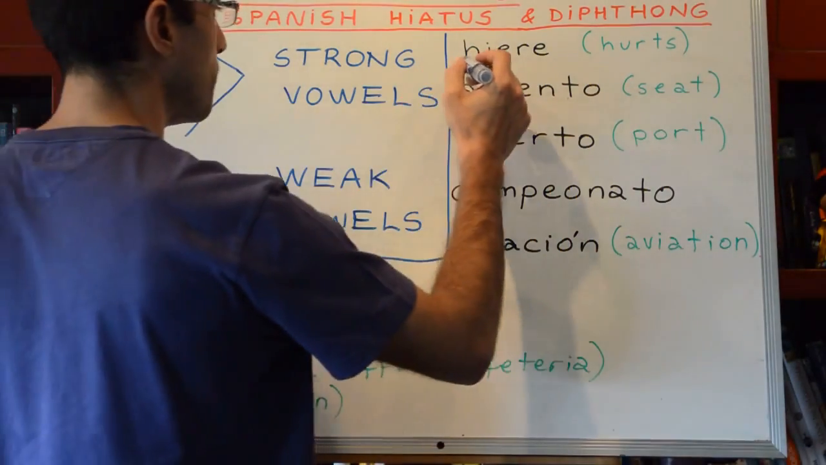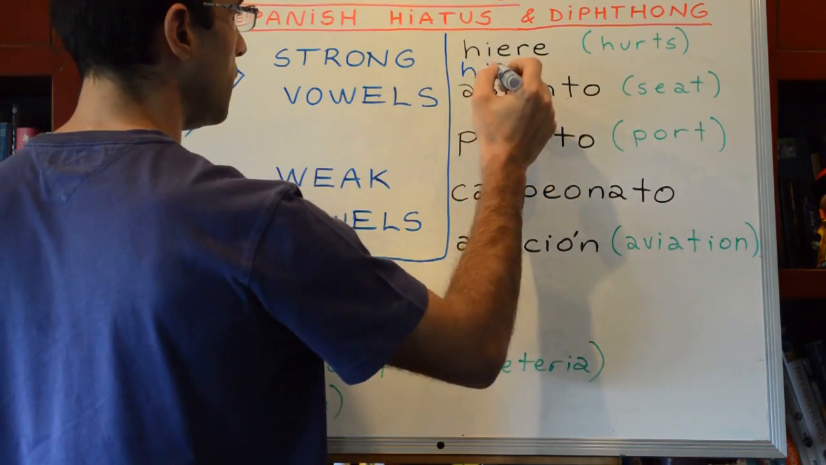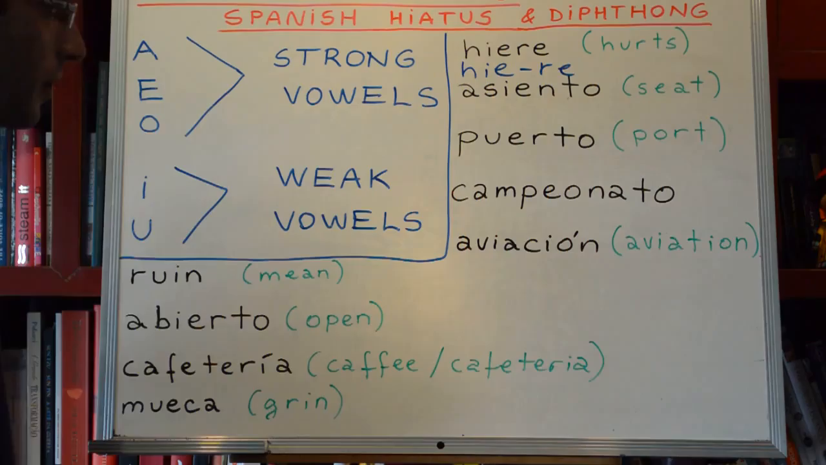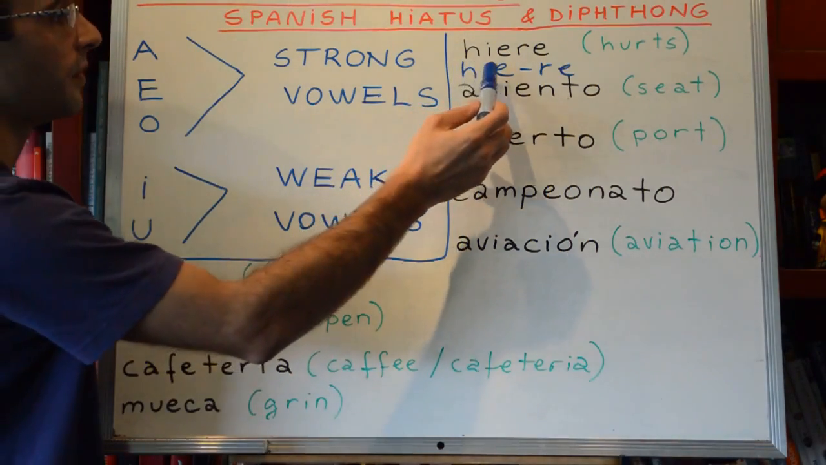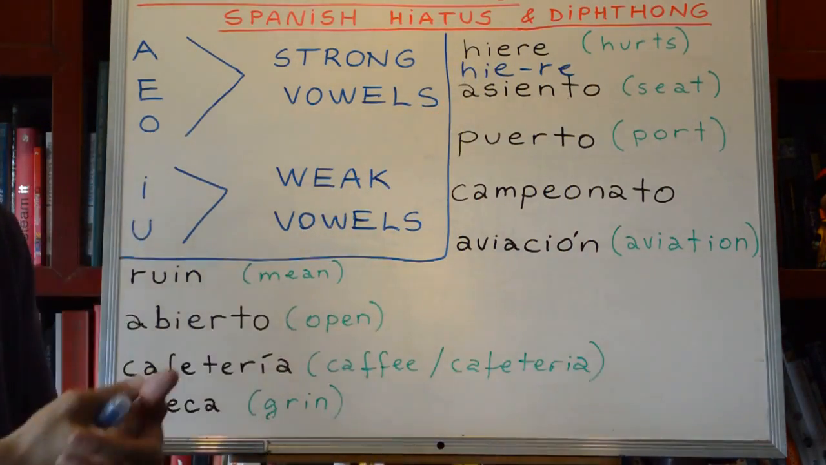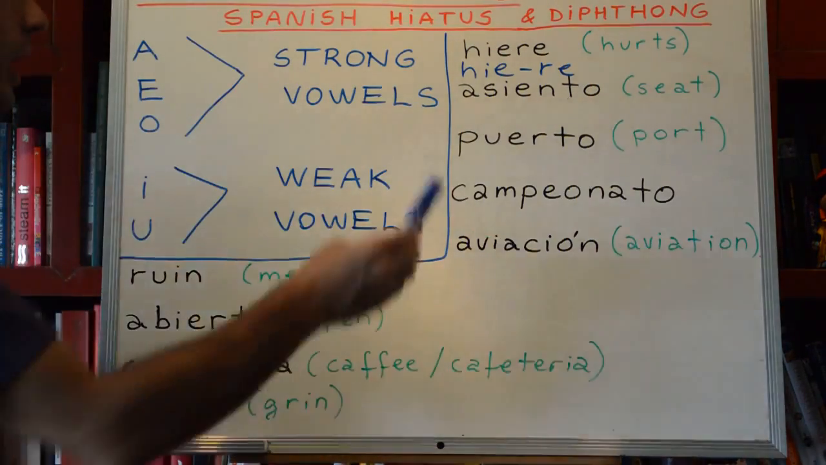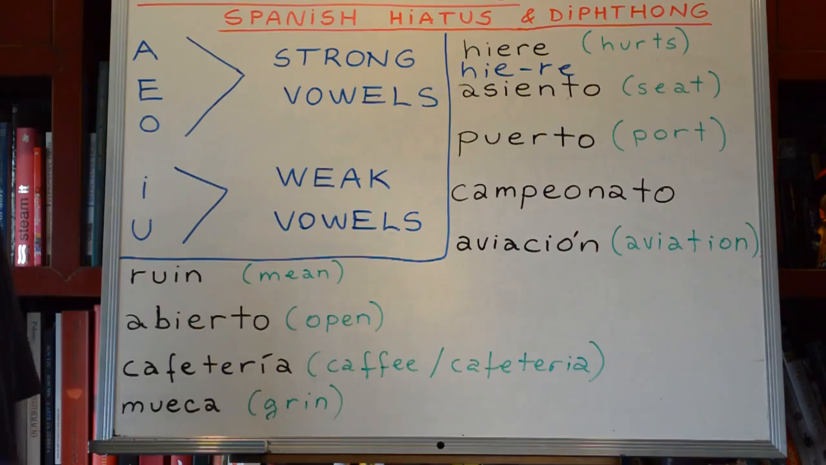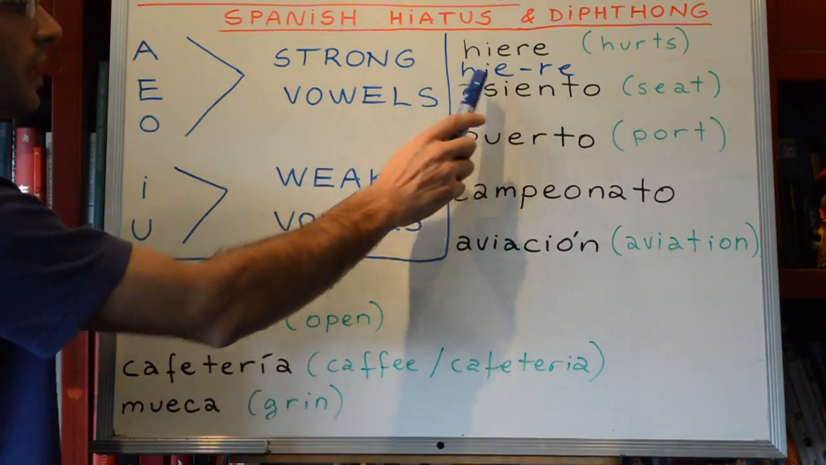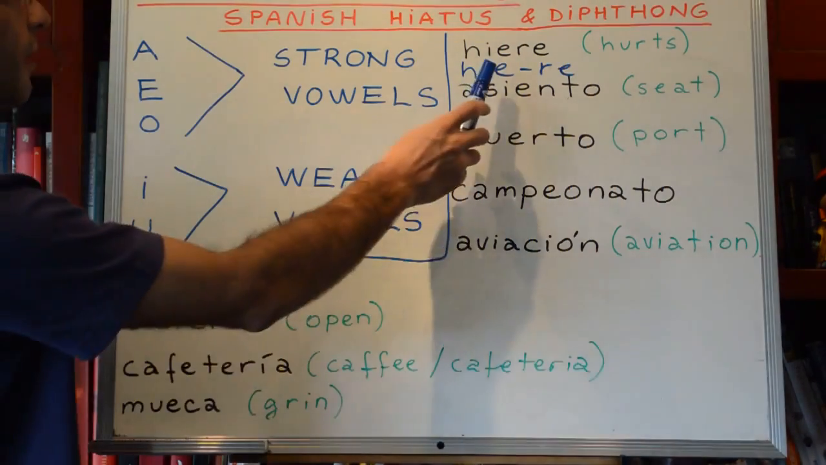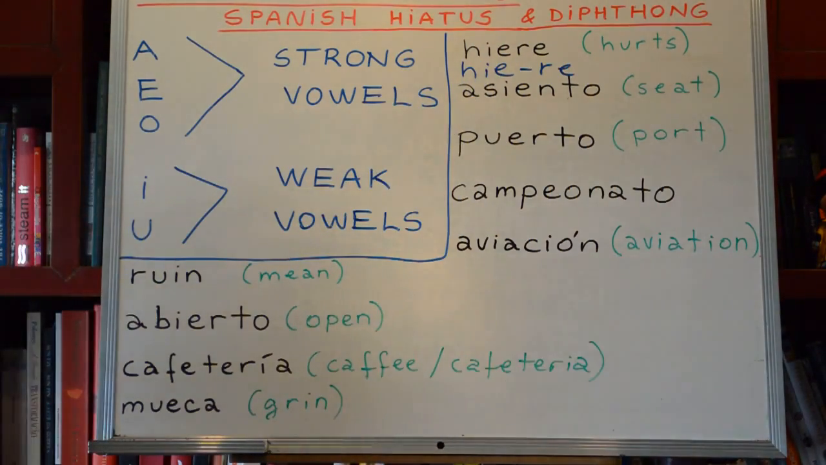So we separate this in syllables: hie, re. Hiere, right? We cannot separate these two. We cannot say i, e, re. Not three syllables. Because I and E cannot go separated, since I needs the strong vowel to be together. So here we have two syllables only. Hiere.